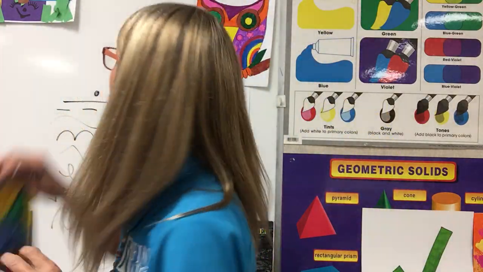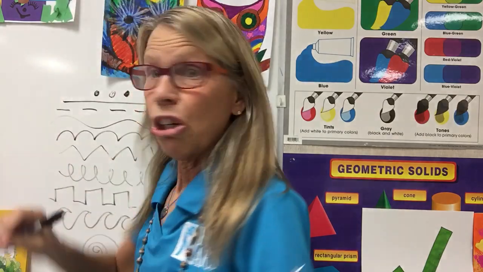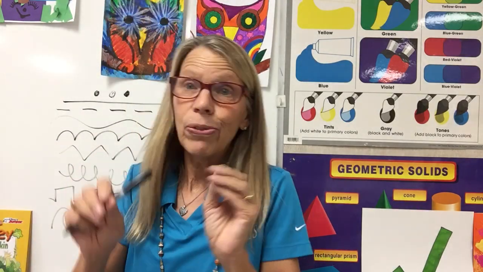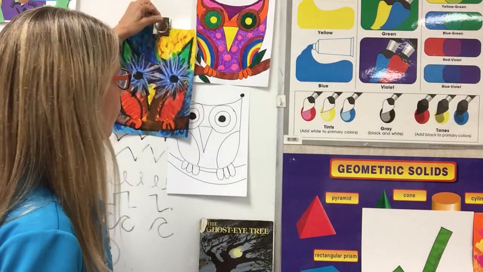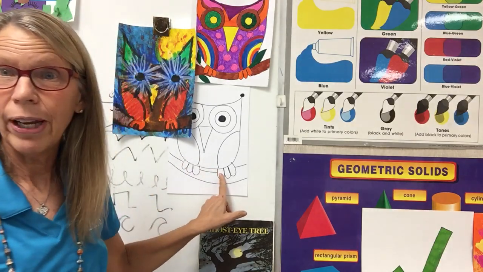You can use paint, you can use markers, you can use crayons, you can glue things down. I've had kids that have glued noodles and pebbles and feathers on it. You can collage it and make it any way you want. You can create your owl however you want to create it.